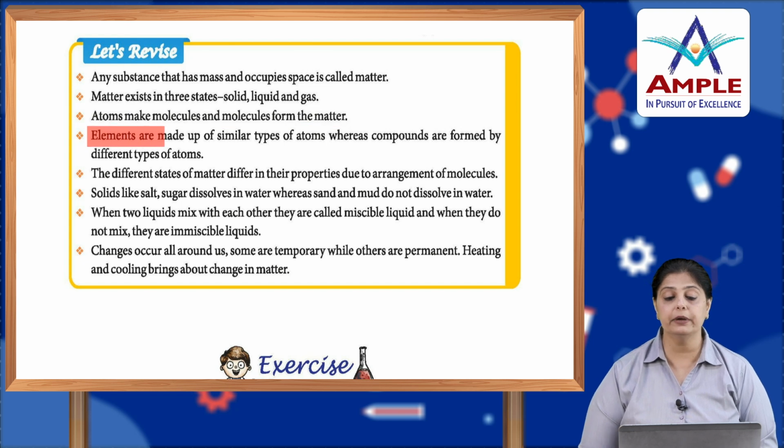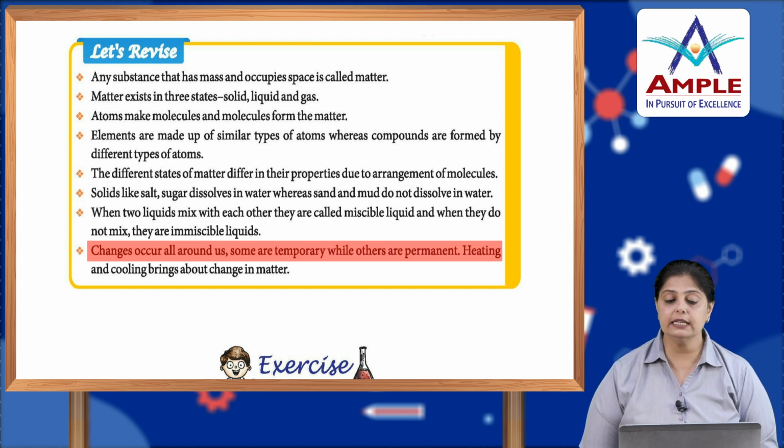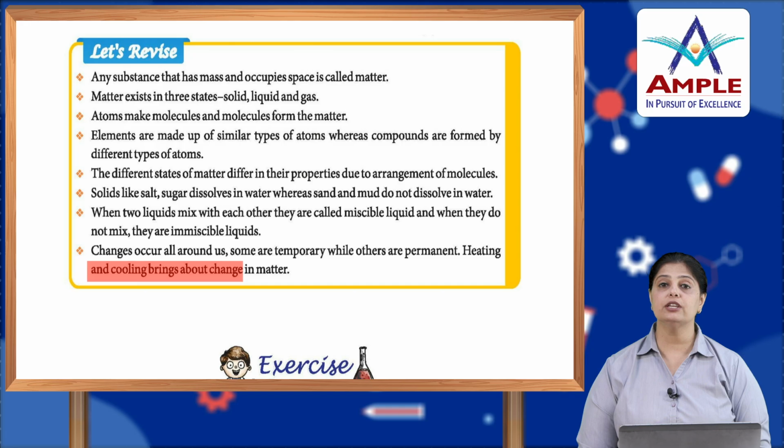Elements are made up of similar types of atoms, and compounds are formed by different types of atoms. The different states of matter differ in their property due to arrangement of molecules. Solids like salt, sugar dissolve in water, whereas sand and mud do not dissolve in water. When two liquids mix with each other, they are called miscible liquids, and when they do not mix, they are called immiscible liquids. Changes occur all around us. Some are temporary, others are permanent. Heating and cooling bring about the change in the matter.